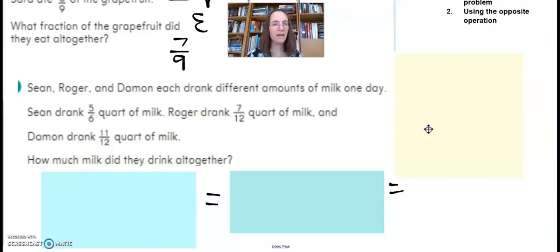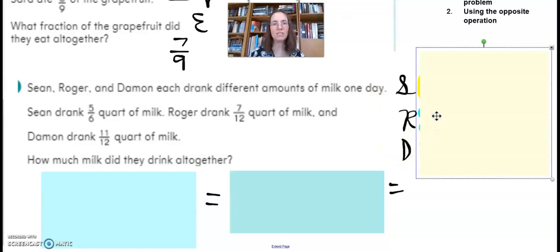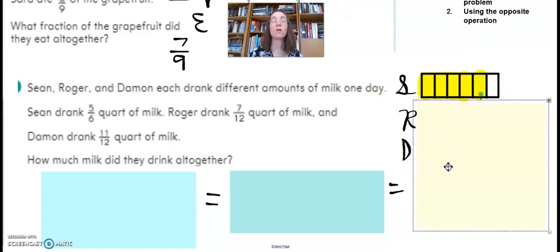Well, just to save time, I already drew my bar model, but I want to gently show to you that I started off by drawing each of them a bar. I'm giving each one a bar this time. Sean's, Roger's, and Damon's. You are allowed to abbreviate. Use all the abbreviations you want. And I decided that each box would stand for a quart of milk.